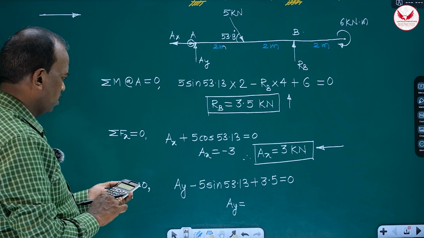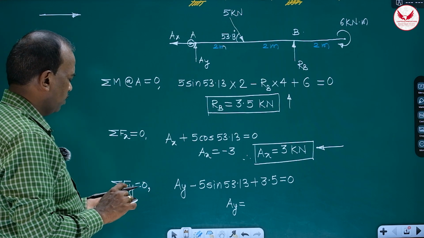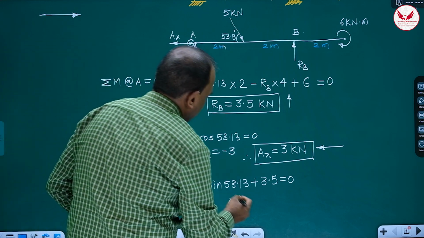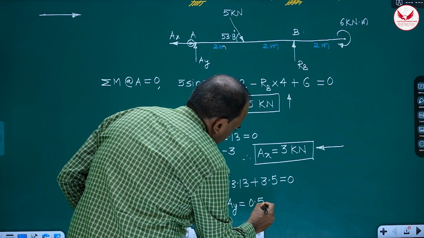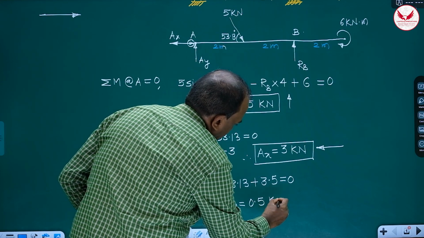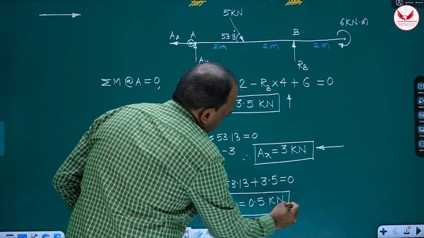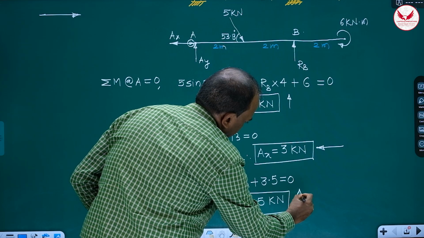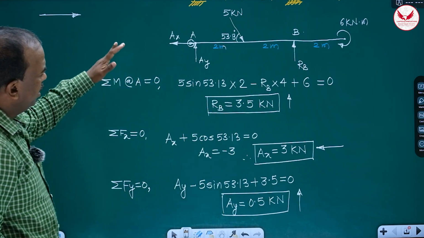It is 4 minus 3.5. It is 0.5 and it is plus only, 0.5 kilonewton, and as it is plus, this is going to be the answer, and it is upward. Finish. Means like this, easily we can get the answer.